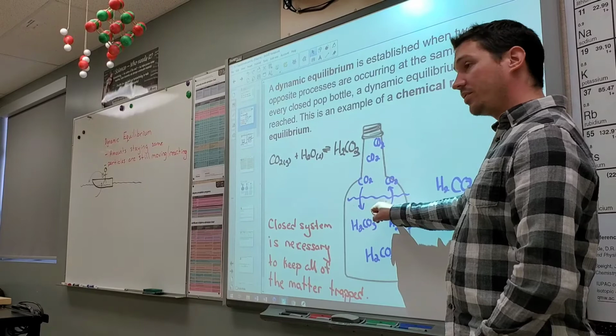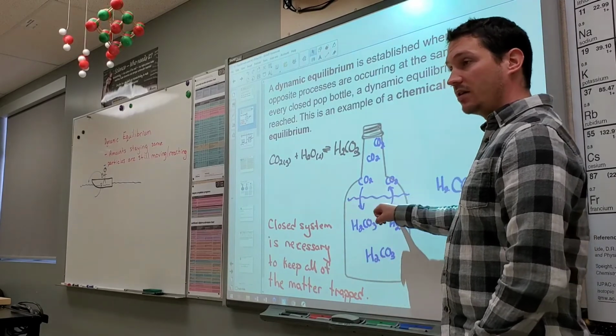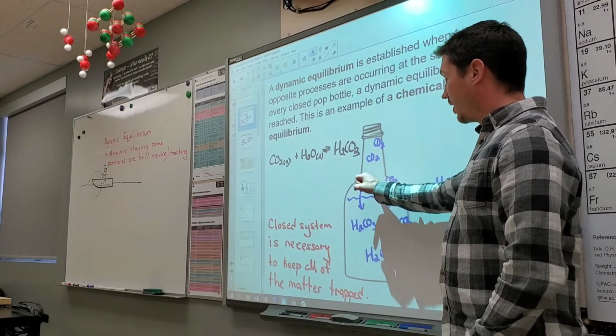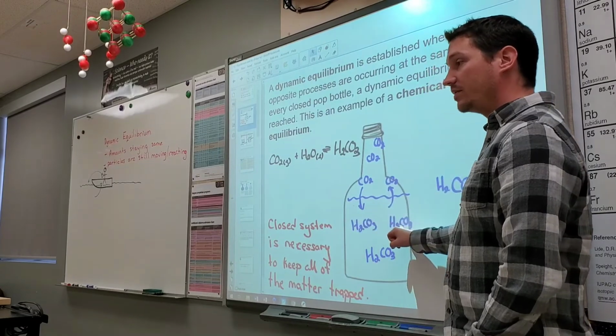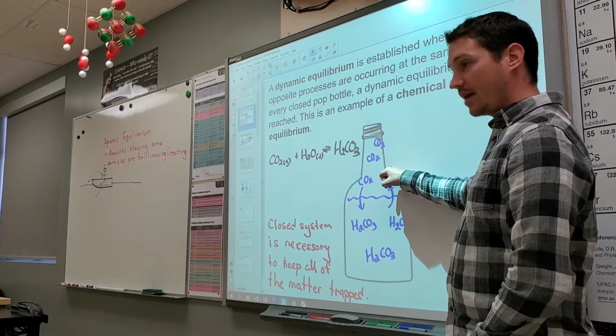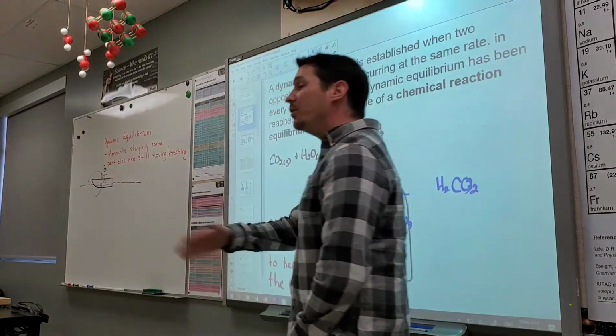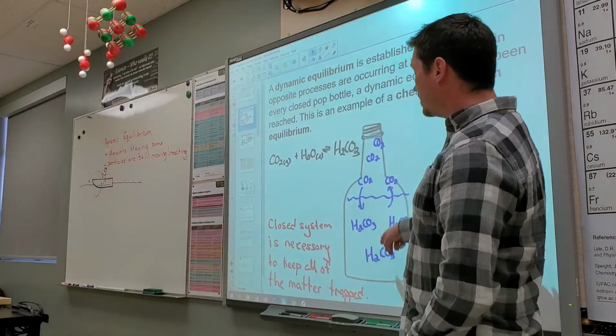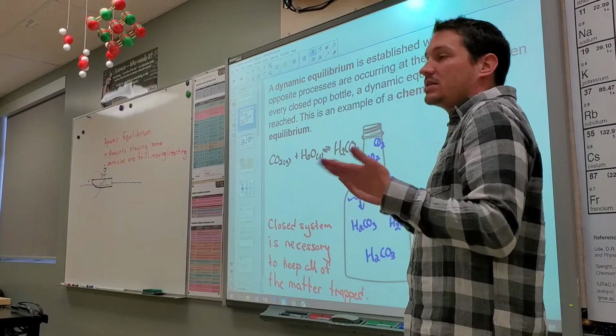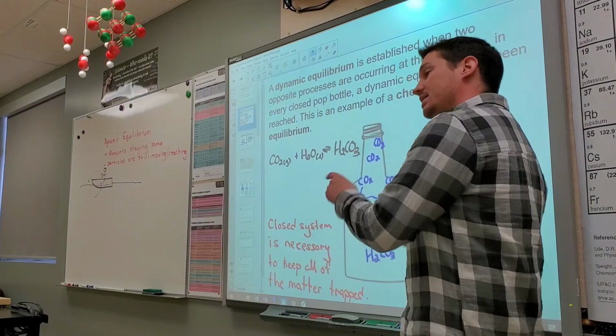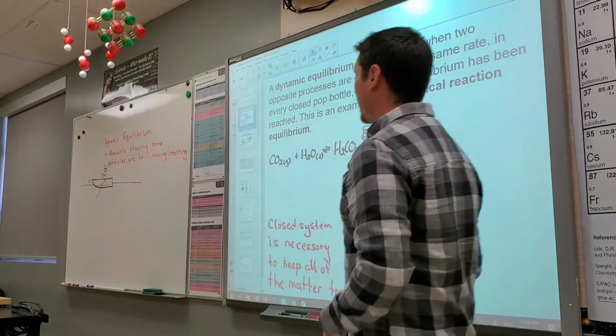Until both of these rates are the exact same. For every 5 of these you make, you have to break up 5 of those. Does that make sense? It's all about the rates of the chemical reactions. We don't actually care if there's 1 million of these and 1 million of those. That doesn't mean anything in an equilibrium. It's the rate of this and the rate of that.